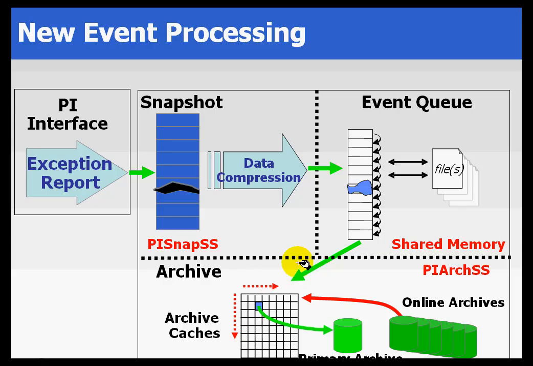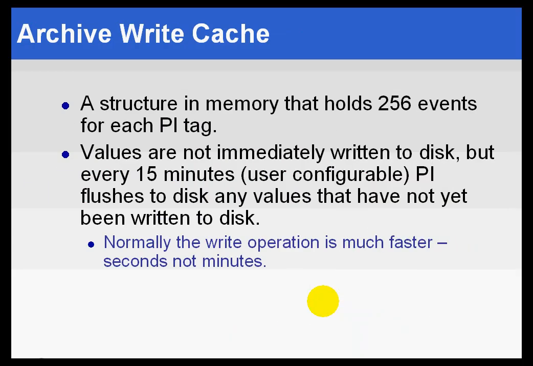Now the next destination on our way to the archive is the archive cache. The archive cache is the structure in memory that ends up holding 256 events for each Pi tag. Now that data is replaced on a least recently requested basis. So in other words, the cache contains the values that were the most recently requested by users.